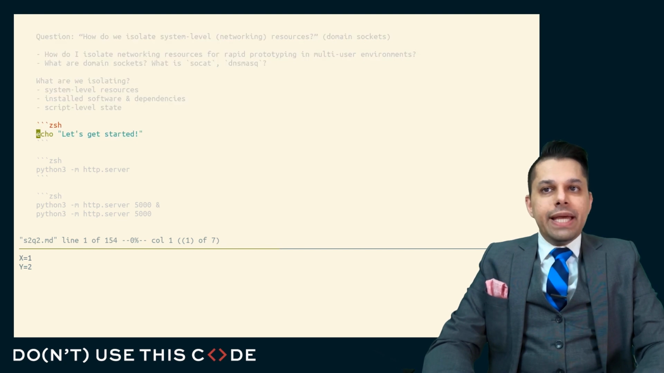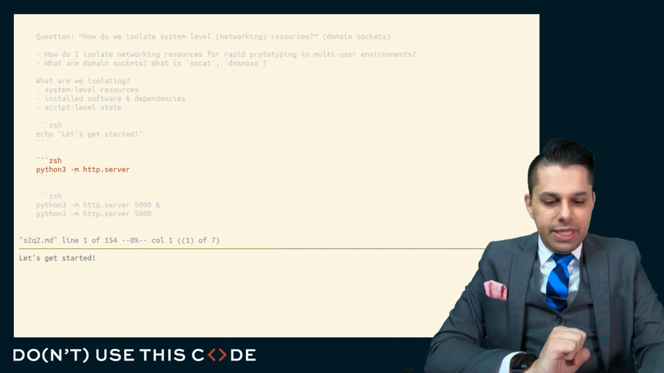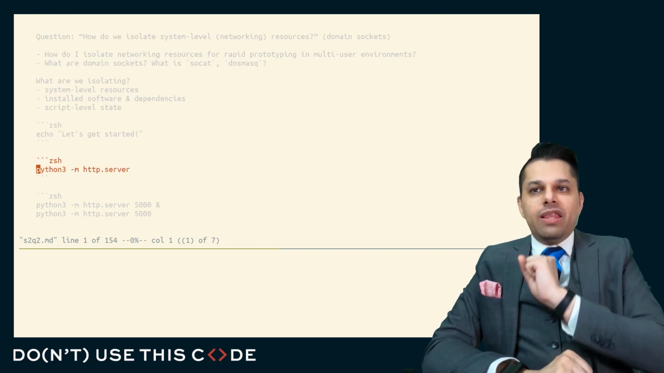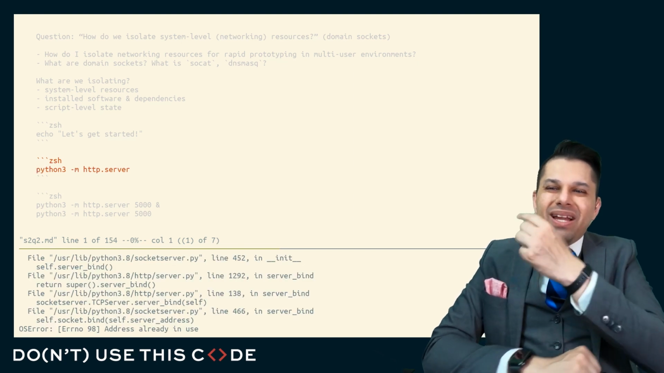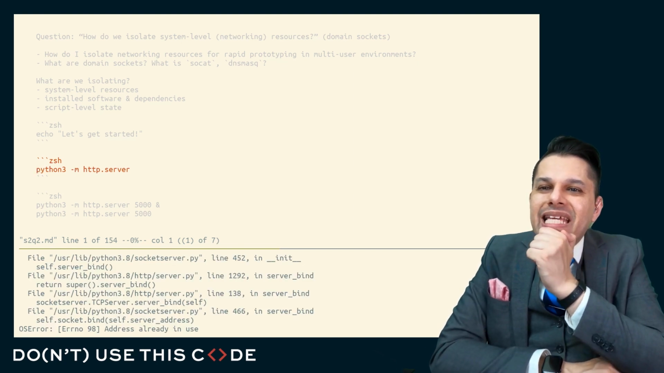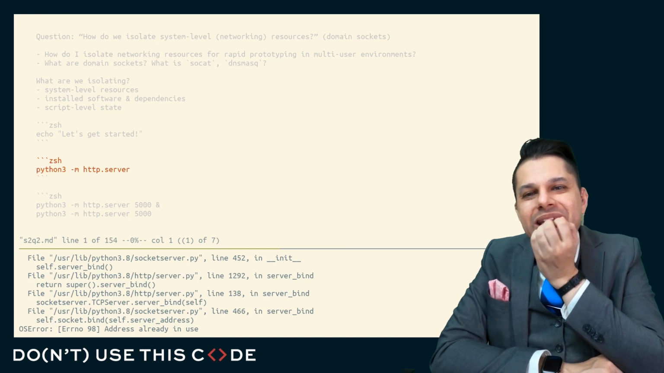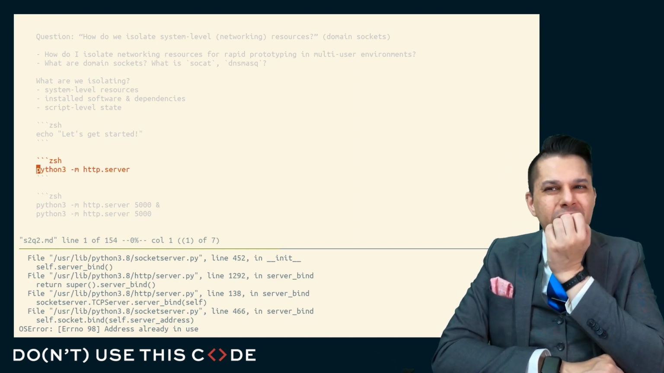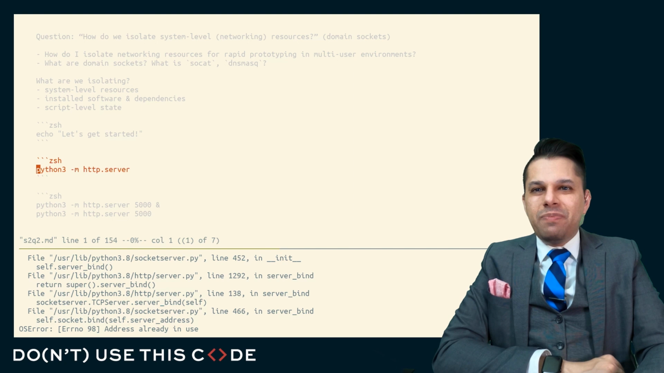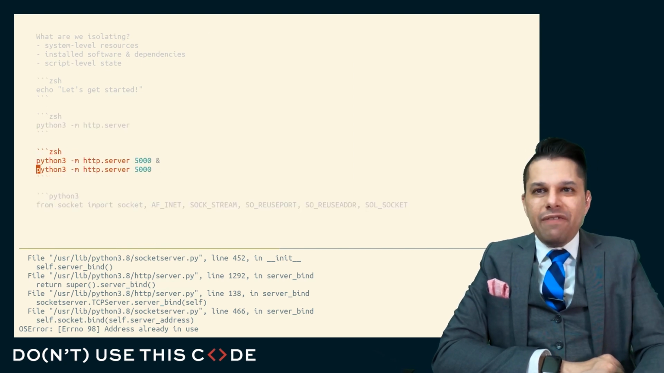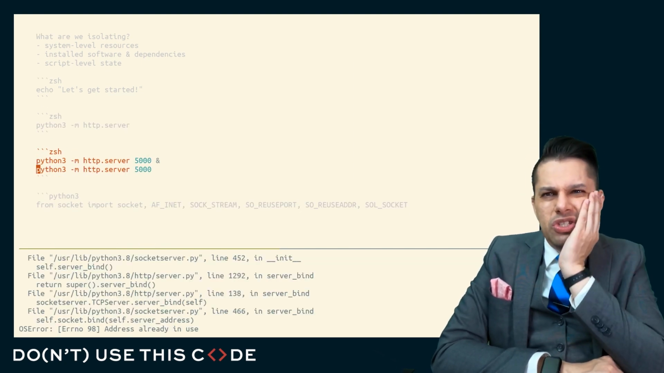So why don't we take a look? As a very simple example, I might want to run Python's HTTP server built in, but address already in use. I guess there must be something running, maybe from a previous presentation or a previous thing I was working on the port that is expected. So I'll just change my port to port 5000. And then I'll run, oh no, I can't run two of them on port 5000. I can only run one at a time.